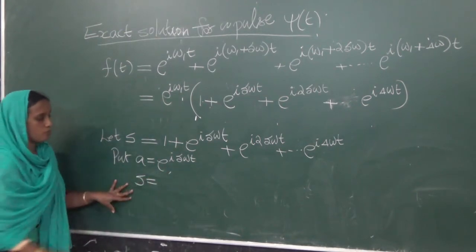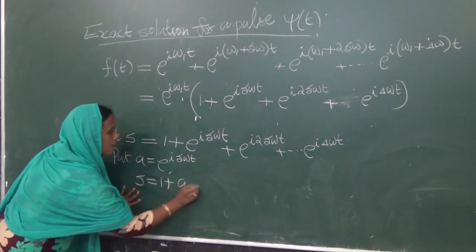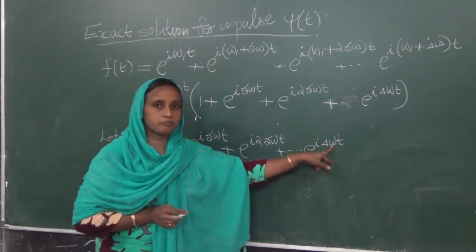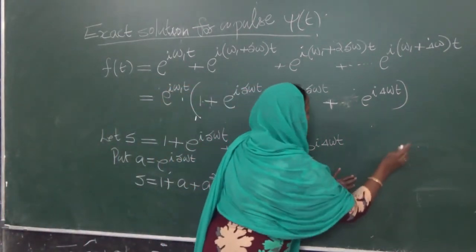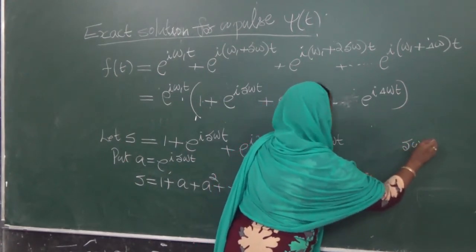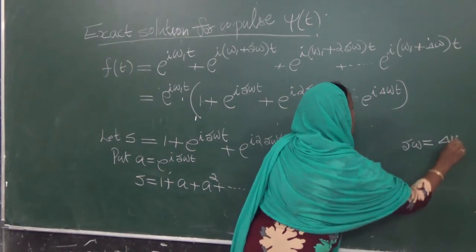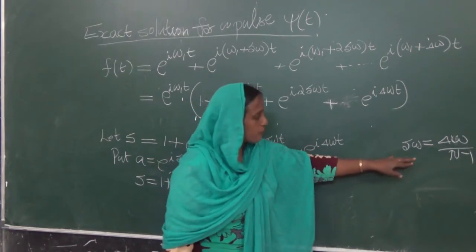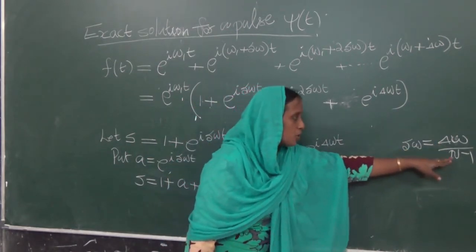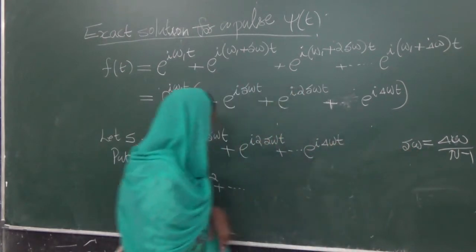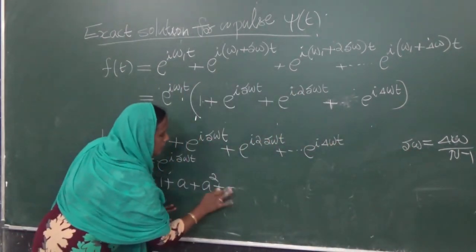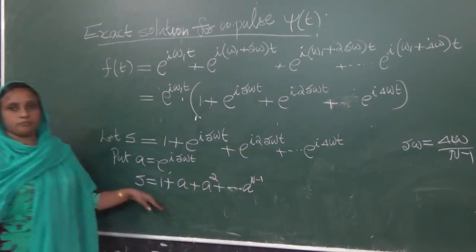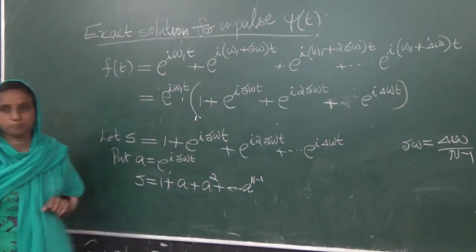S equal to 1 plus a plus a square plus etc. up to, what about this last term? We already found that delta omega equals delta omega by n minus 1. This expression we used earlier. So n minus 1 into delta omega, so you get here a raised to n minus 1. Hope you get what we have done here.